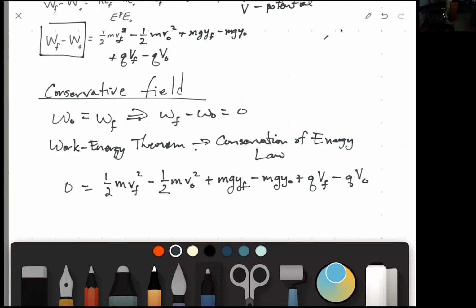So what we'll do now is we'll take all of our initial terms, kinetic energy initial, gravitational potential energy initial, and electric potential energy initial, and move all of that to the left-hand side. When we move it to the left-hand side, we change what with these signs? How do we move it to the left-hand side?